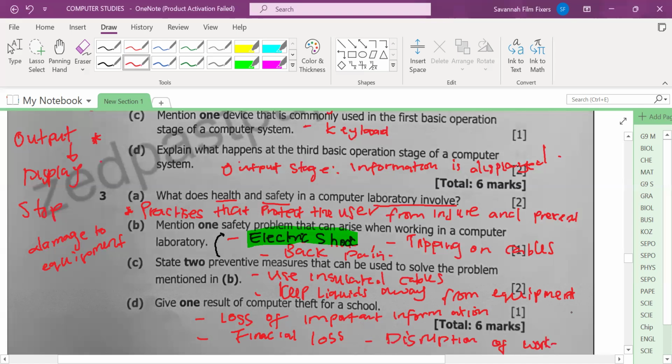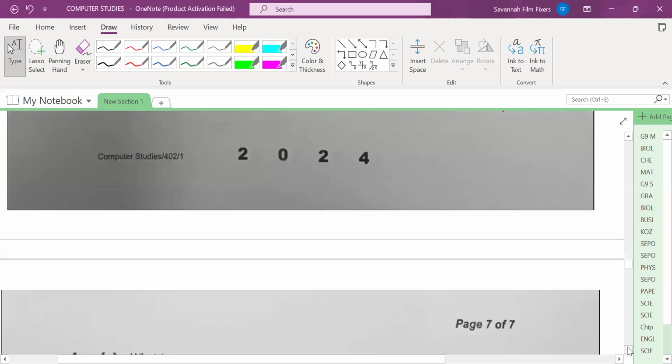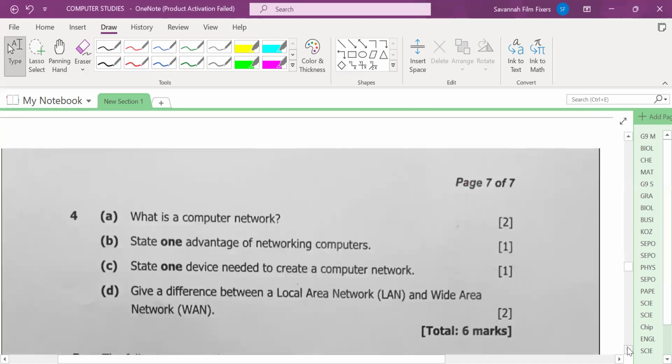Okay. Any questions regarding question 3? No, sir. So let's move on to question 4.